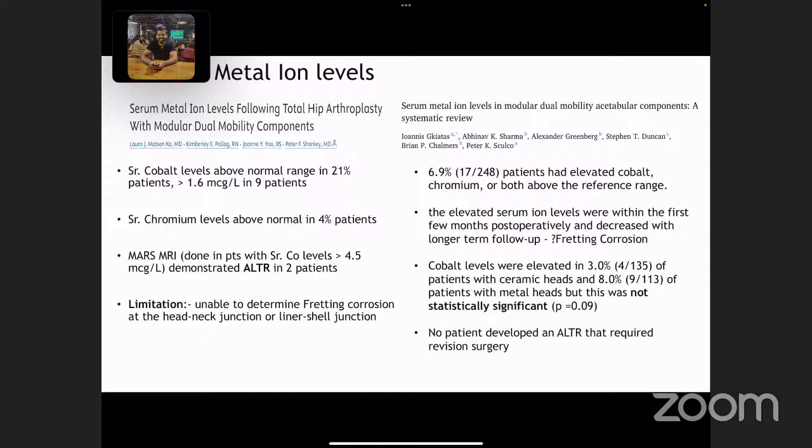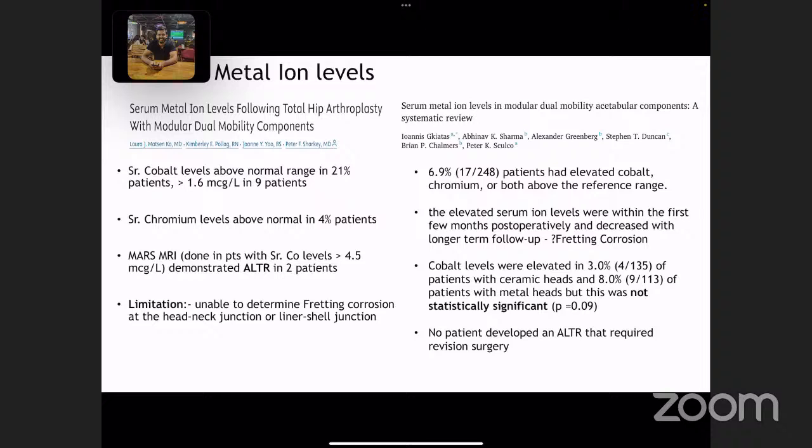A systematic review and meta-analysis showed 6.9% of patients having elevated cobalt, chromium, or both levels above the reference range. The serum ions were elevated only within the first few months post-operatively and decreased with long-term follow-up. So it is not possible because of fretting corrosion. Because if fretting corrosion had been the reason, it would have led to increased levels post-operatively after 1 or 2 years.